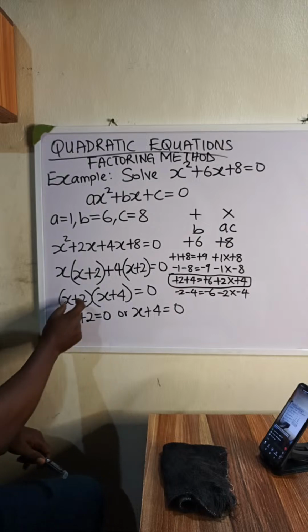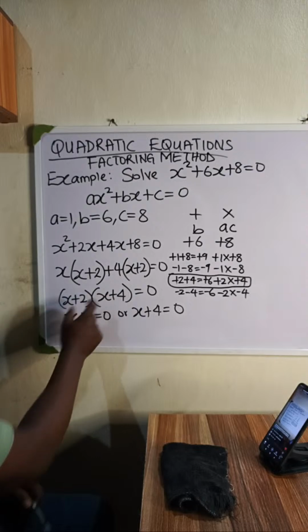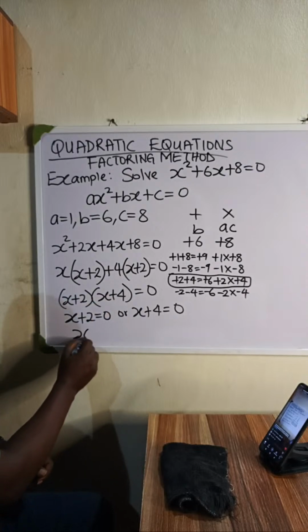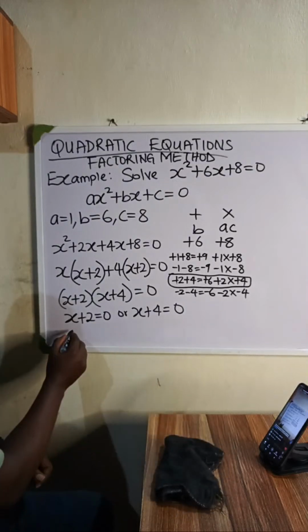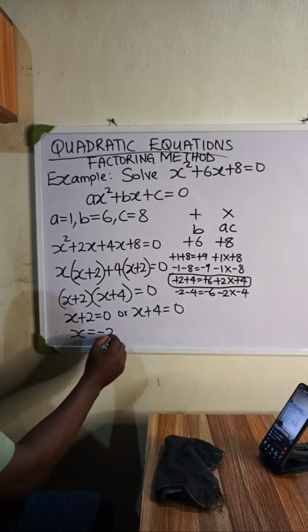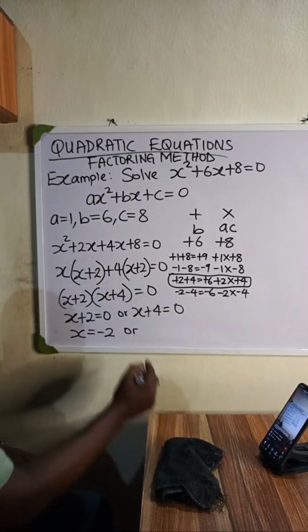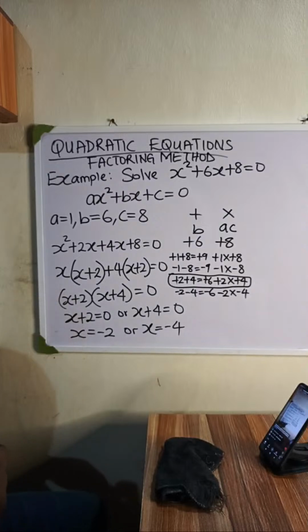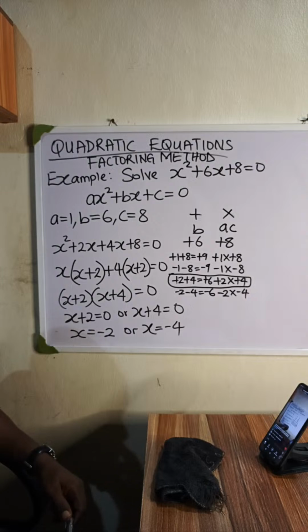Because these are two factors. If you move plus 2 to the right, you're going to have minus 2. So x is equal to minus 2, or if you move plus 4 to the right, it's going to become minus 4. So x is equal to minus 4. That becomes the two possible answers, or the two possible values of x.